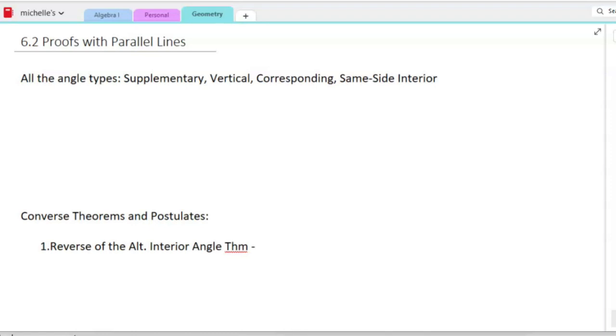In order for you to be able to complete a proof, you have to know all of the theorems accessible to you. So just as a reminder, here are some types of angles that you might need to recognize in order to put your proofs together. Things like supplementary angles. Supplementary angles are also linear angles, right? They're going to add to 180.